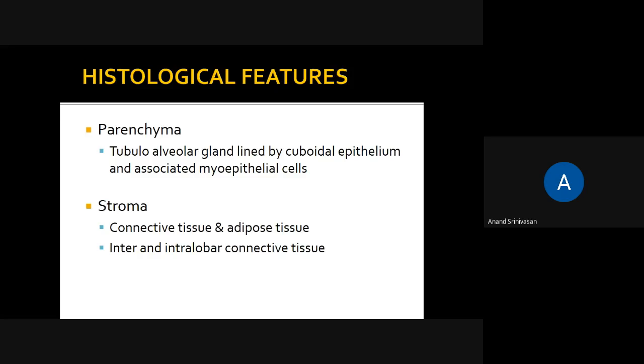Coming to the histological features, it is composed of parenchyma and stroma. The parenchyma contains the glands, which are tubuloalveolar glands, and these are lined by cuboidal epithelium. The cuboidal epithelium is surrounded by the myoepithelial cells. What is the meaning of myo? Muscles. So around this gland, there are some tiny muscles which are also present. And stroma. Stroma is the fatty tissue, which is the connective and the adipose tissue.